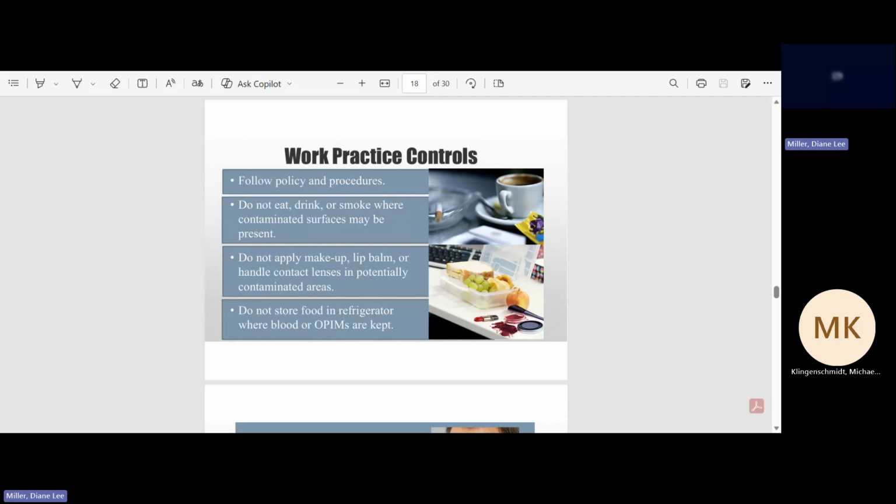For our work practice controls, these are our policies and procedures that help to keep you safe. One of the best things you can do is to avoid eating, drinking, or smoking around potentially contaminated surfaces so that you don't have accidental ingestion. Make sure that you're not applying any makeup, lip balm, or handling contact lenses in potentially contaminated areas. You should be washing your hands with an approved alcohol-based hand sanitizer or soap and water for at least 20 seconds when doing either of those activities.